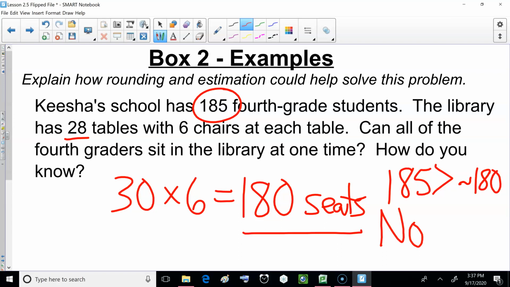And how do you know? Because we rounded up, and even when we rounded up, our number was still smaller than the number of students we had. So this is a problem that you might see to kind of get you going, where we use estimation to figure out, do we have enough? And notice we never found exactly how many seats we need, because we're looking for how we can use estimation to help us solve our problem. So keep this in mind as you go through problems that you might see where estimation can be helpful.